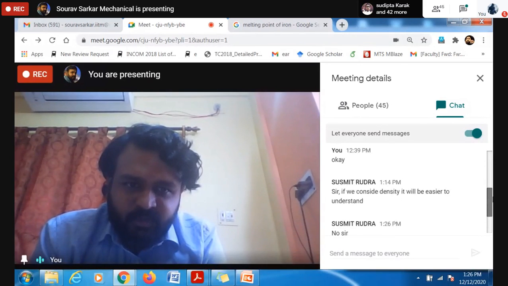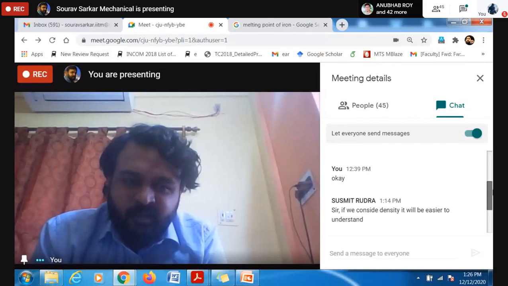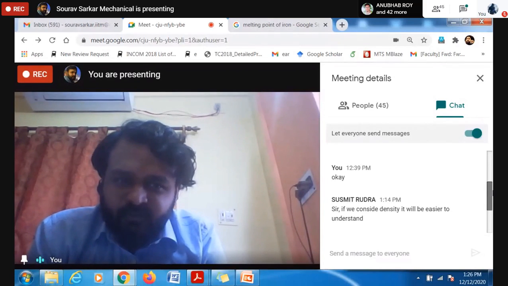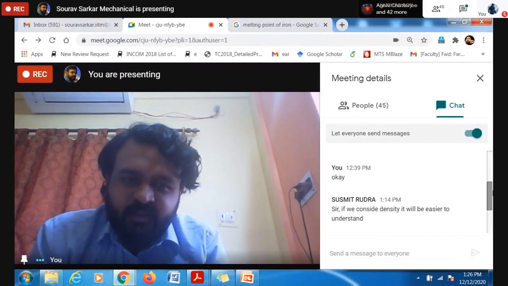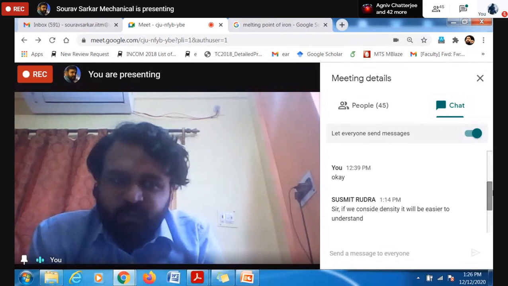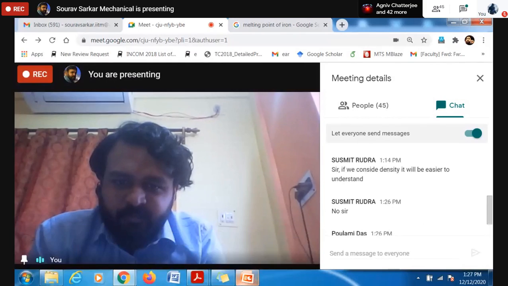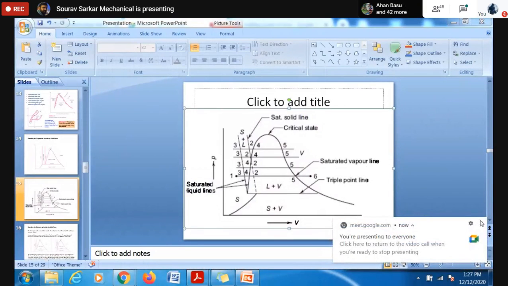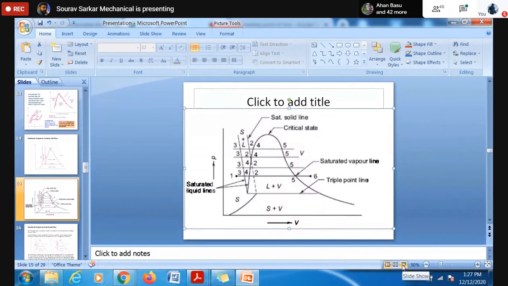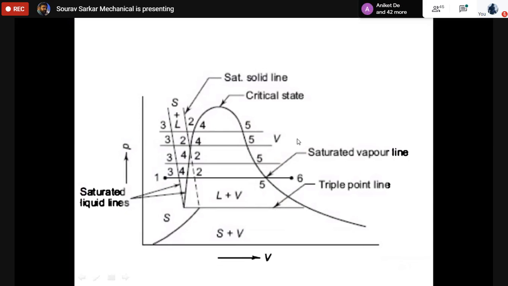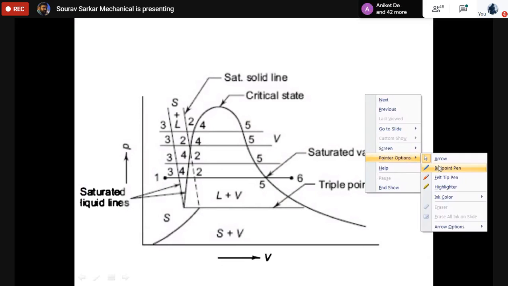Yeah, Shushmit wrote out a point. He said that specific volume is difficult for us to understand, hopefully. So basically he is trying to say that density will be easier to give an example. So for the last time, I am giving this explanation using density as an example.